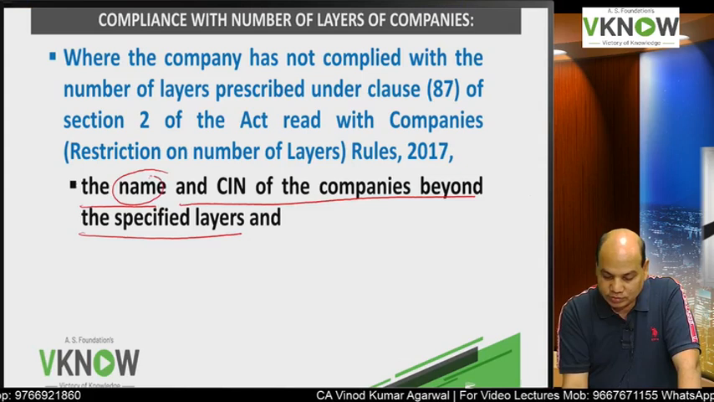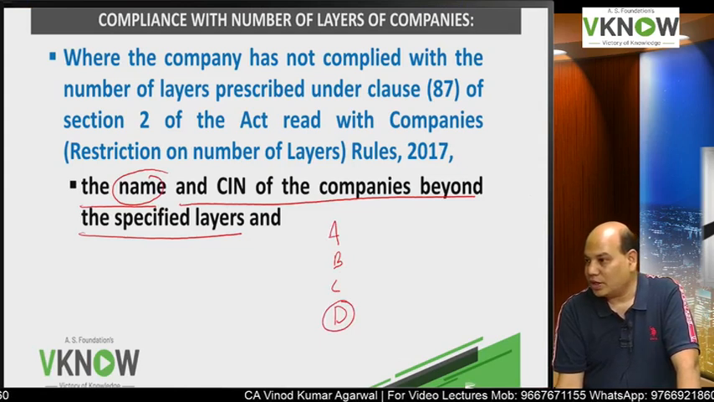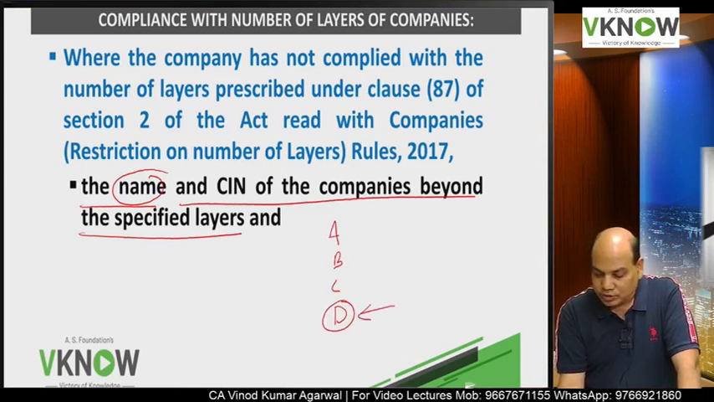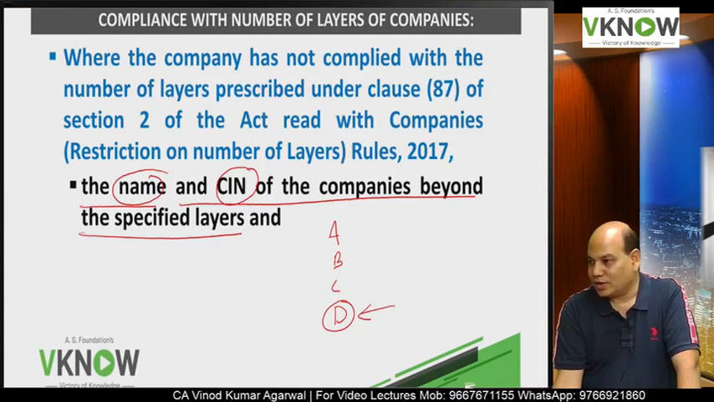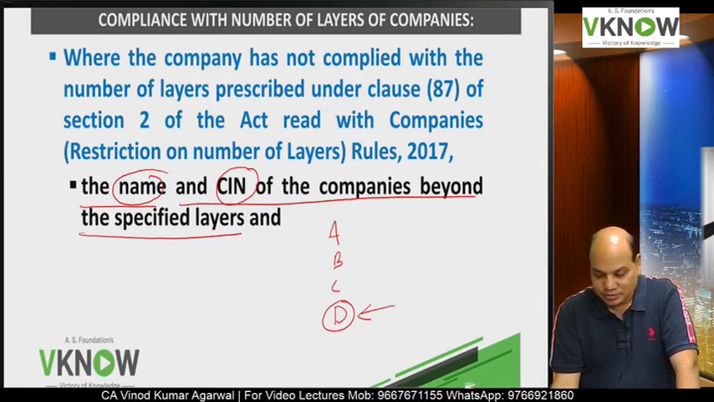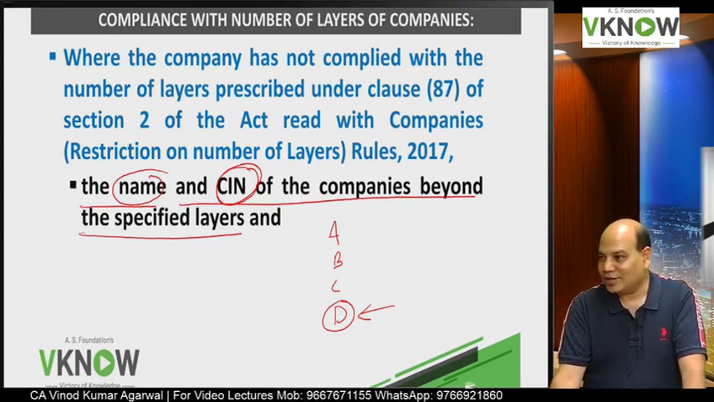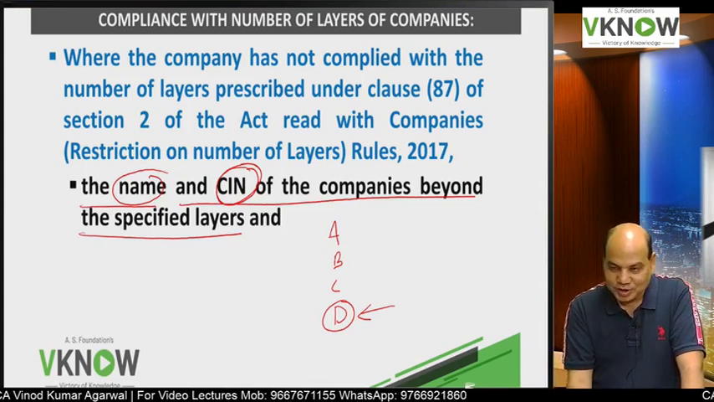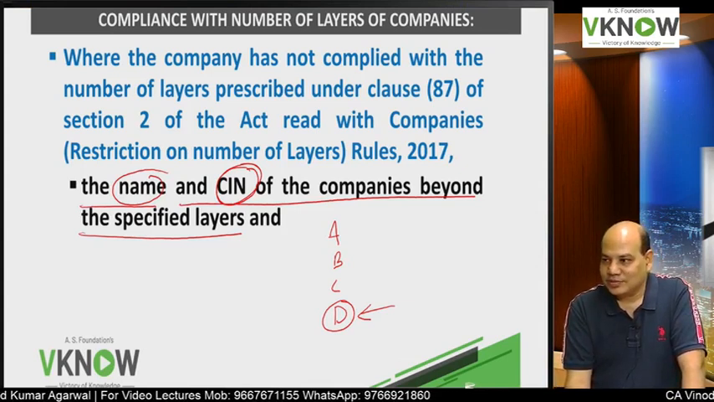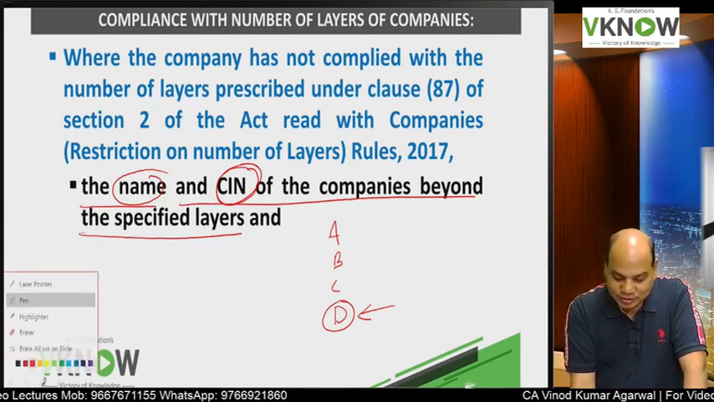Suppose A, B, C, D. So this D is beyond the specified layer. Name of this company D, and CIN. I don't know what is CIN. Company identification number. That's good. Every company nowadays has that company identification number. DIN is the director's identification number. TIN is what? Income tax. Taxpayer identification number. TIN or TAN? TAN is different. Anyway, that is not my subject.